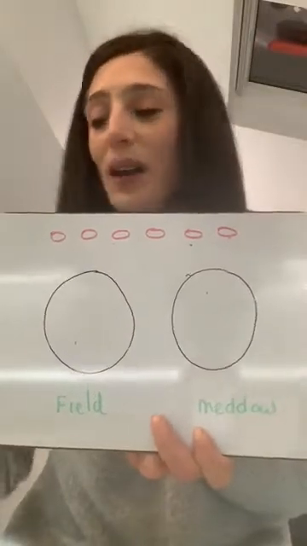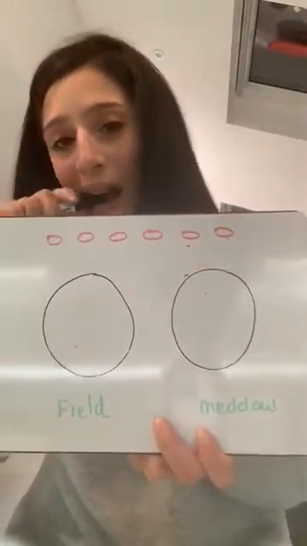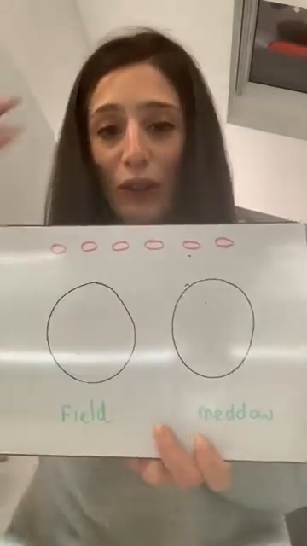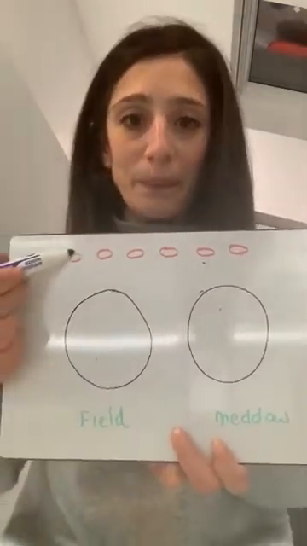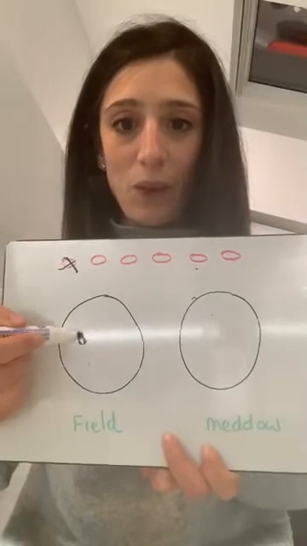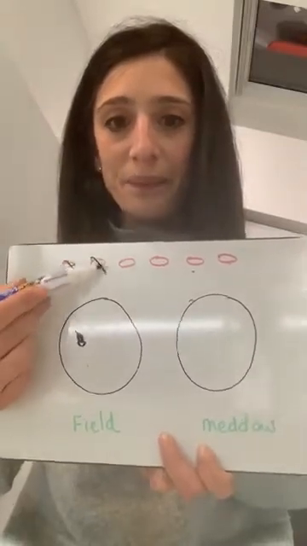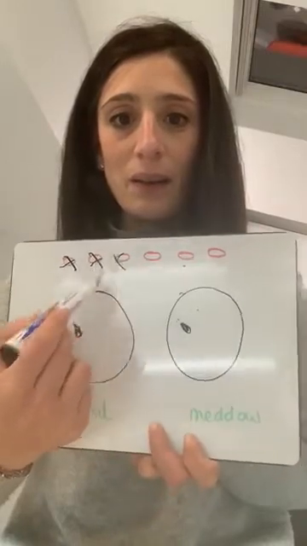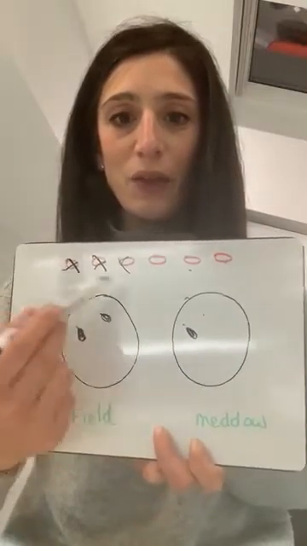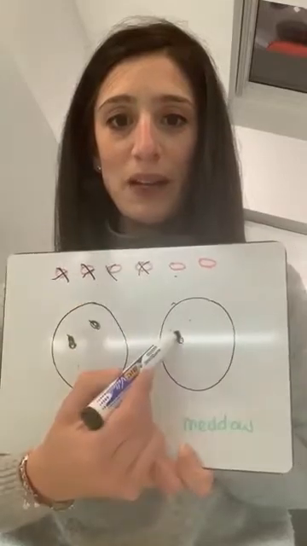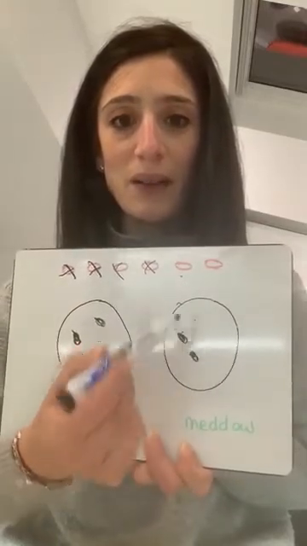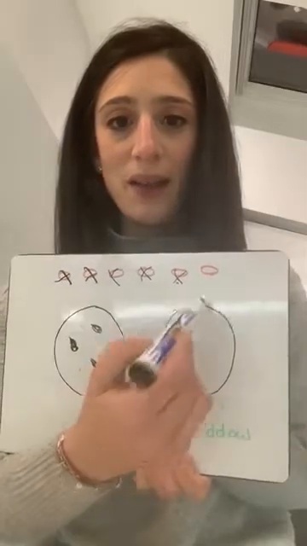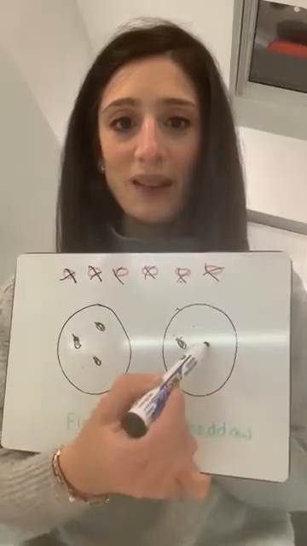So I'm going to do like what I did last week, and I'm going to share the sheep equally between the two groups, the field and the meadow. So I've got 1 sheep going on here, 1 sheep here, 1 sheep going here. Do you remember I crossed them through so I know I've put them in the field or the meadow? 1 group here, 1 sheep here, and 1 sheep is going here.